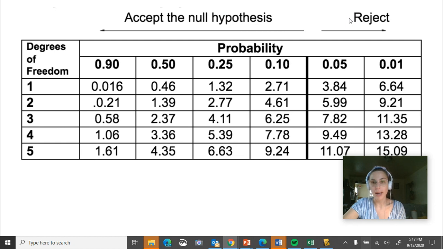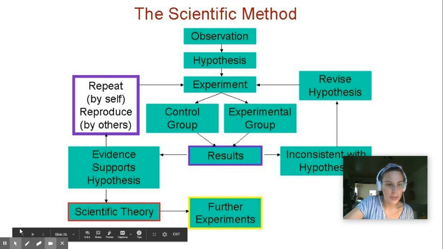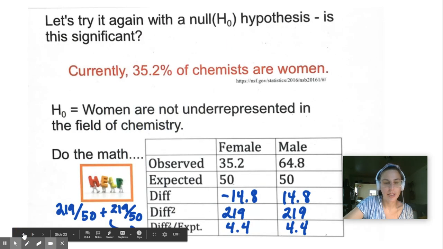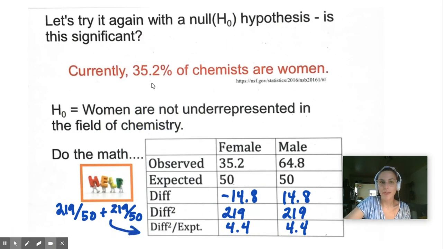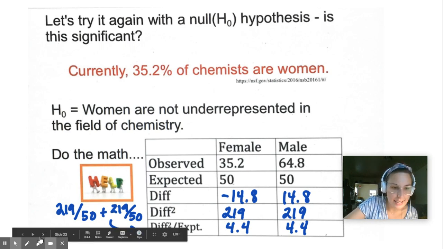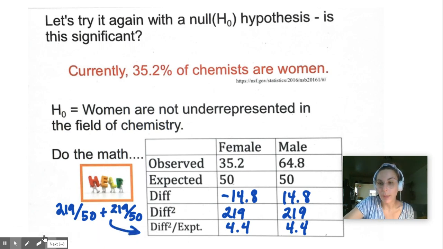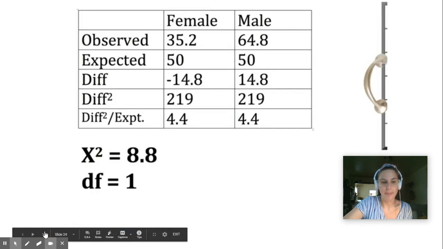So if we go back, this 35.2% of chemists are women, and they're not underrepresented in the field of chemistry. We just proved that it is absolutely disproving this null hypothesis. It is a statistically significant underrepresentation of women in the field of chemistry. Okay.